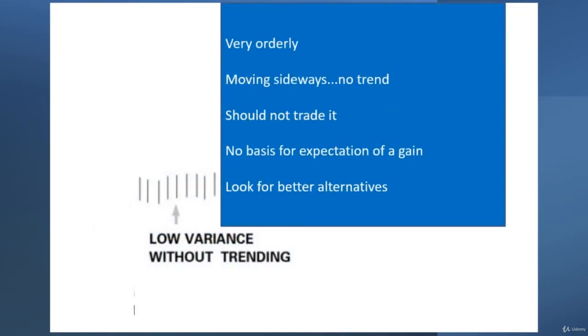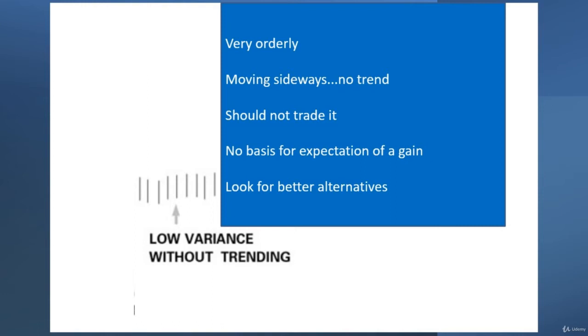Here's another example, looking at low variance without trending. Again, with low variance it's going to be very orderly. You're not seeing real high highs or low lows, all mixed up. It's all very orderly because that's the low volatility part, but it's moving sideways. There's no real definite trend, either up or down. So you really don't know which way it's going to go. It's not real predictable at this point, and you really shouldn't trade it because you don't know what's going on. You can't really use an indicator and base a good logical decision around it. So there's no basis for an expectation of gain. You're almost guessing at that point.